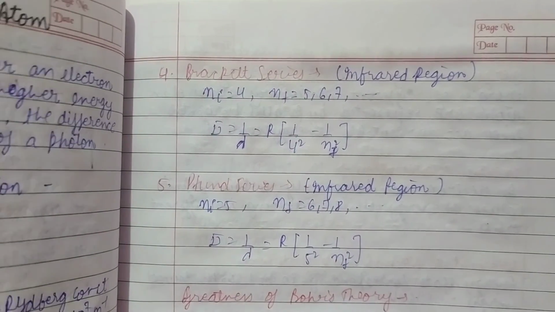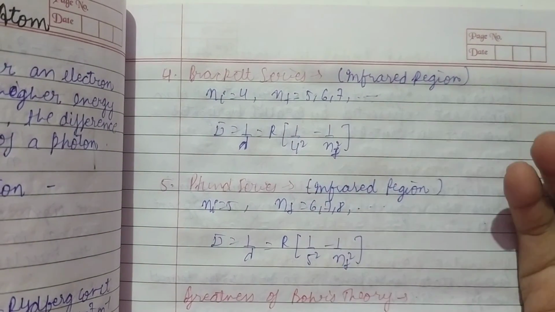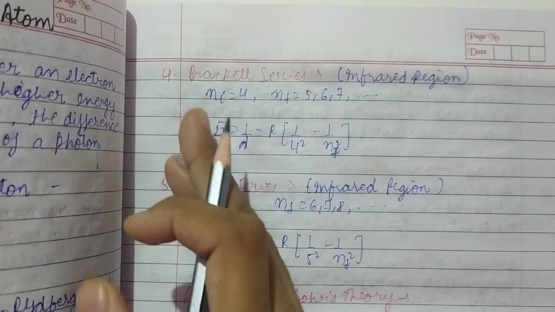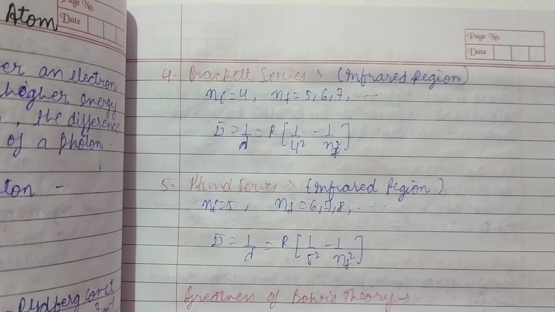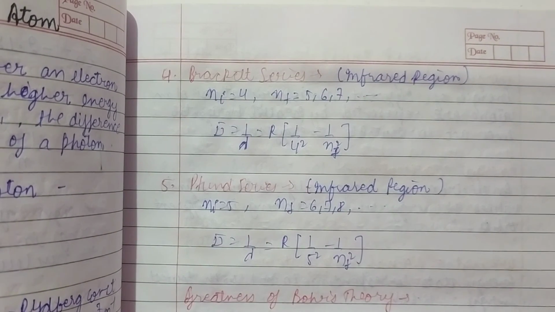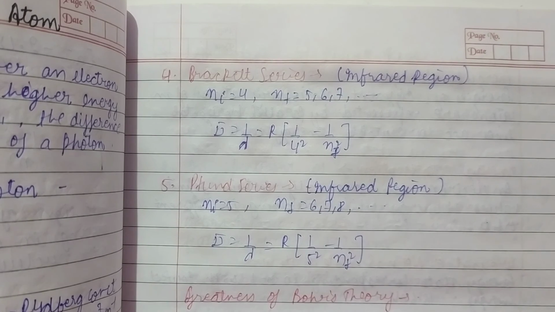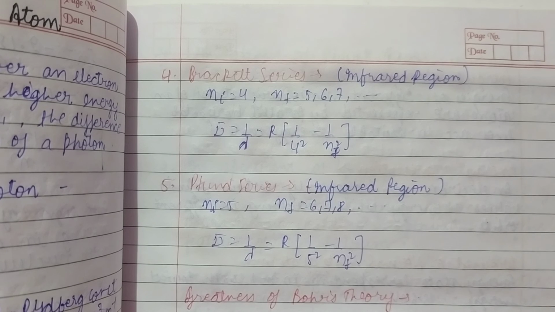In the same way, the Brackett series starts from levels 5, 6, 7 and so on, and ends at the fourth level. Now, if we talk about the Pfund series, the Pfund series starts from levels 6, 7, 8 and so on, and ends at the fifth level, and these series are observed in the infrared region.